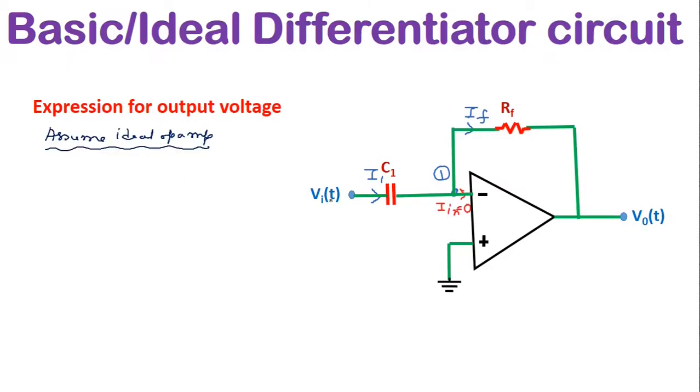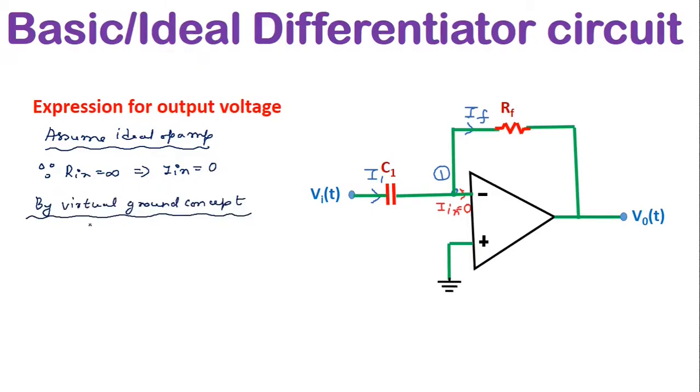First we assume this operational amplifier to be ideal, and we know that in the ideal operational amplifier the input resistance is infinite. So if the input resistance is infinite, the input current which is flowing into the operational amplifier, IN, will be equal to 0, because if input resistance is infinite, it will act as an open circuit, and in the open circuit the current is 0. That means no current will flow.